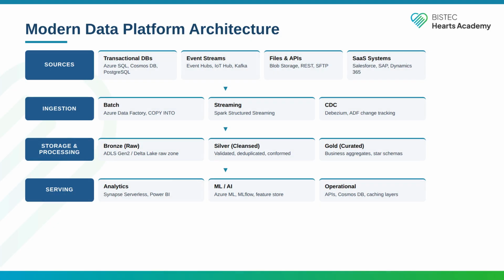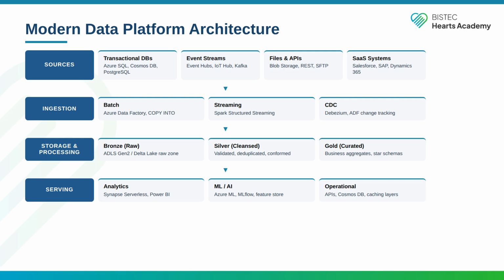Let us look at what a modern data platform actually looks like end-to-end on Azure. Start at the top, data sources. In a real company, you are dealing with transactional databases like Azure SQL or Cosmos DB, event streams from Event Hubs or IoT Hub, files landing in blob storage, and SaaS systems like Dynamics 365 or Salesforce. Each source type has different characteristics: volume, velocity, format, and reliability.